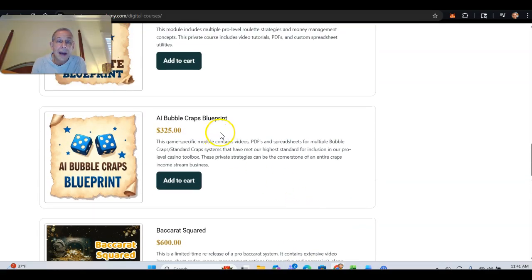Then you've got AI Bubble Craps Blueprint, which again, people are using just this by itself to create and forget about doing Uber or Lyft or DoorDash or any of those time-sucking things that are also using up your car and your gas money.